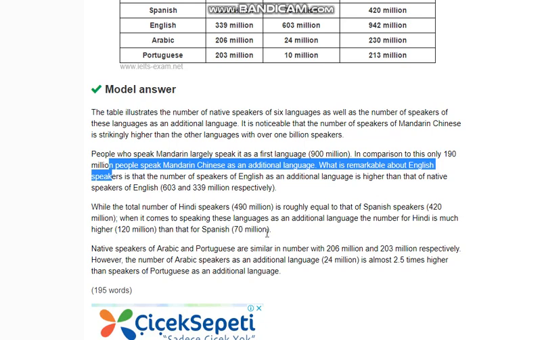Native speakers of Arabic and Portuguese are similar in number, with 206 million and 203 million respectively. However, the number of Arabic speakers as an additional language is almost 2.5 times higher than speakers of Portuguese as an additional language.